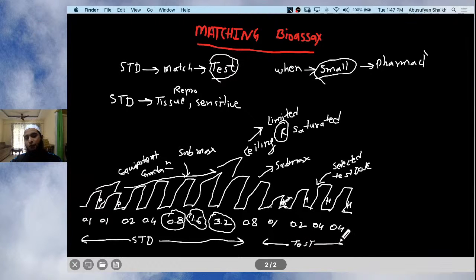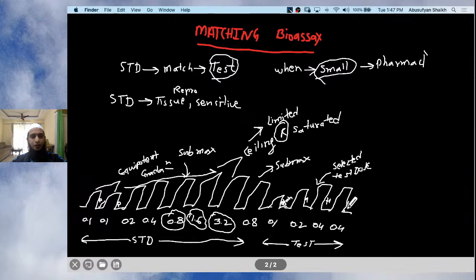Now since we are performing the matching bioassay, what do we need to do? Let's come back to the definition. It is the bioassay where you match the response of the standard with the response of the test dose, isn't it? Now what test response did you get? You got a test response of 14 mm, and you want to match this response with the response of the standard.